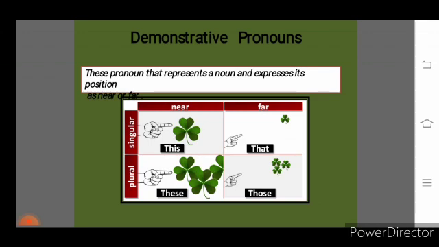Clear? So, we are done with all 5 kinds of pronouns today. We'll continue with the other 5 kinds of pronouns in the next class. I hope the things which I have taught you today are clear to you. But students, if you still find any doubt, I have tried hard to clear everything, but still if you have any doubt, you can ask me freely through WhatsApp, or you can also call me.